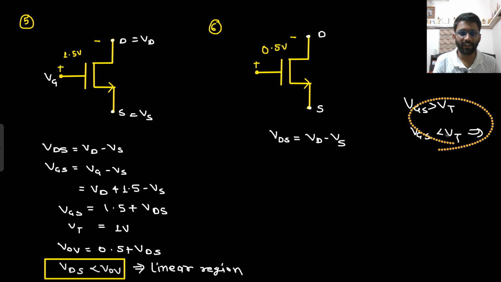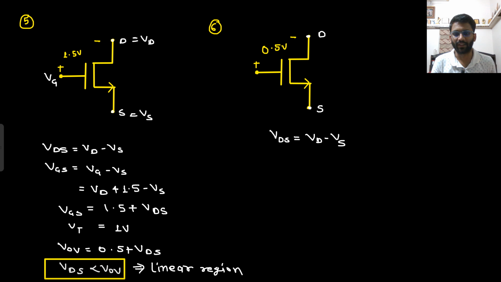And here by default we consider that VGS is greater than VT. If VGS were less than VT, less than 1 volt, then everything that we have studied would be wrong; there is no meaning of that. So by default we consider that VGS is greater than VT. I should have mentioned it in the question that you need to consider VGS to be greater than VT. Otherwise the transistor will be off.